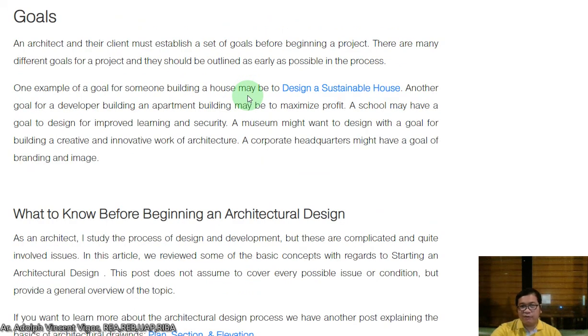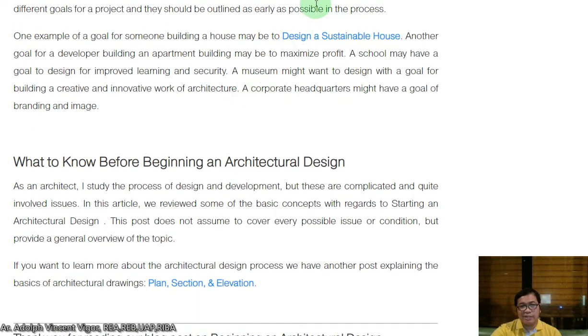So what to know before beginning an architectural design? According to the author, he wrote here, as an architect, I studied the process of design development, but these are complicated and quite involved issues. In this article, we reviewed some of the basic concepts with regards to starting an architectural design. So the post is not an exhaustive issue condition, but provides a general overview of the topic. Okay, if you want to learn more about the actual design process, you have another post explaining the basics of architectural drawings.